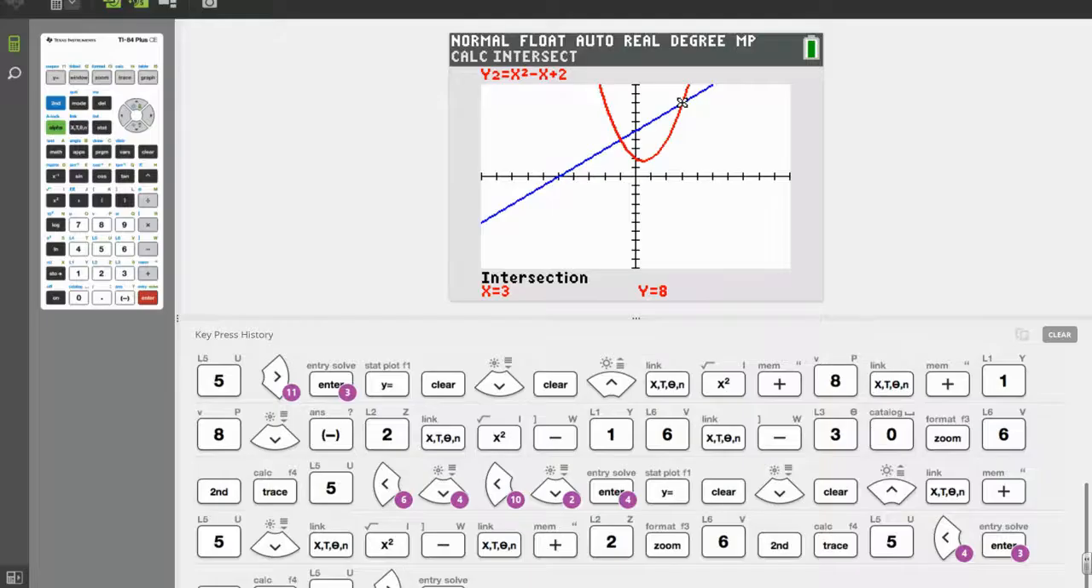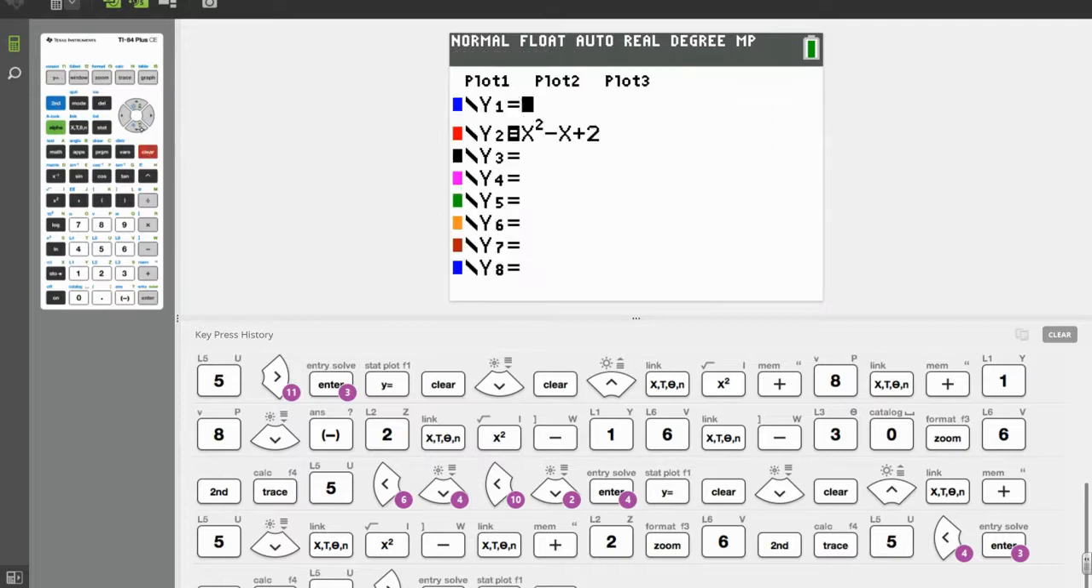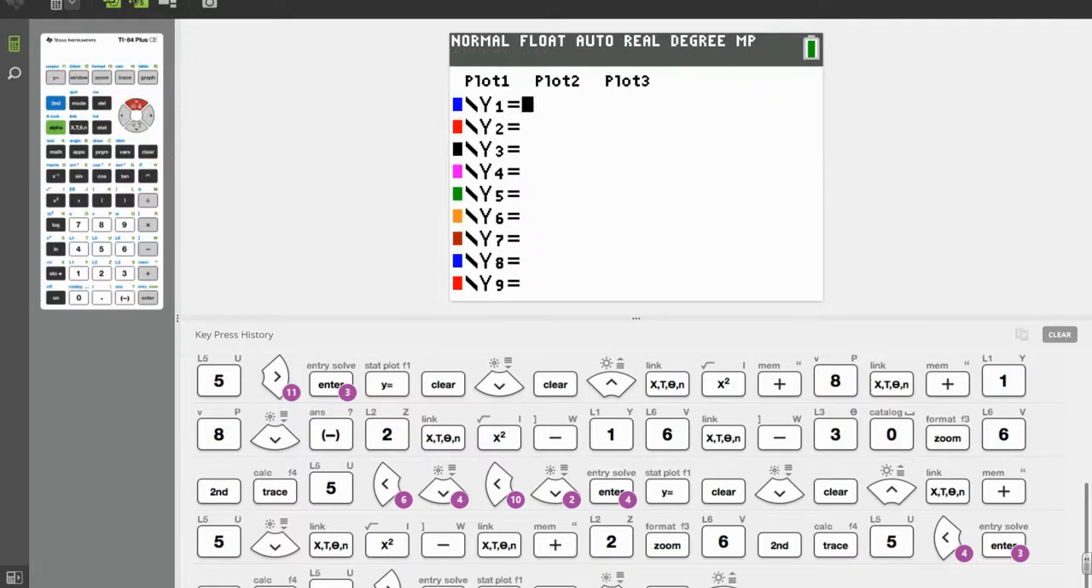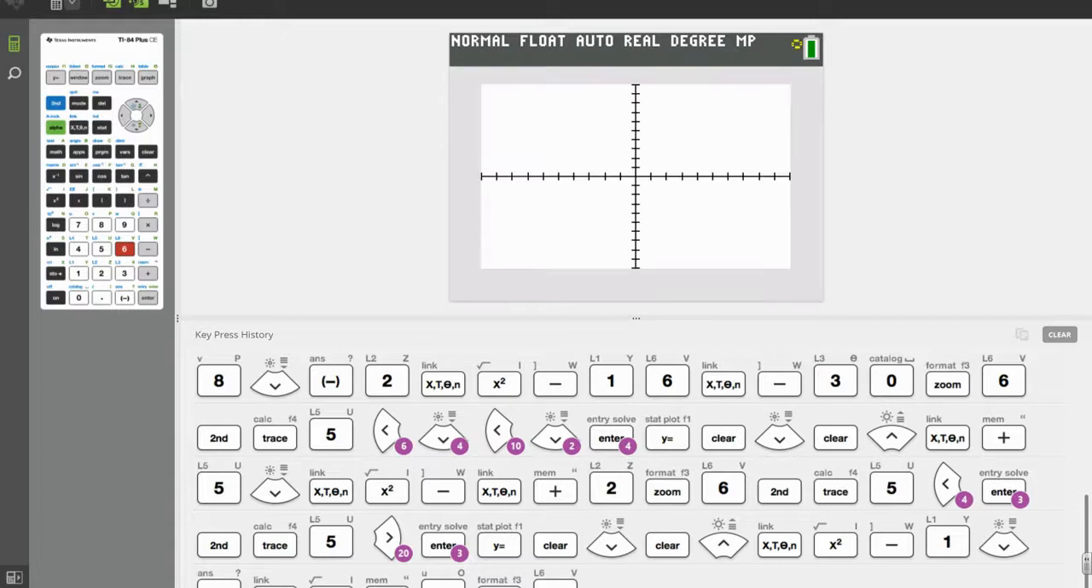Confirm in the calculator. Zoom 6. Second trace number 5.